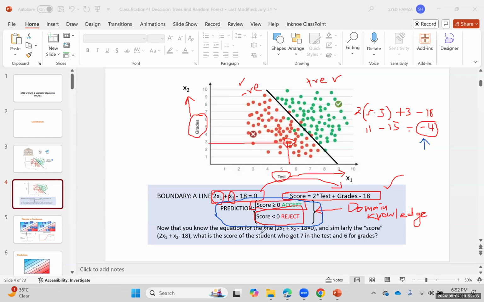So now, if you know that the equation of the line is this, similarly the score is this, so what is the score of a student who got 7 in the test and 6 in the quiz? Would you be able to solve this question now? What will be the score, and where will the person lie if the test is 7 and the grades are 6? What do you think? What will be the score? And which region will it belong to?